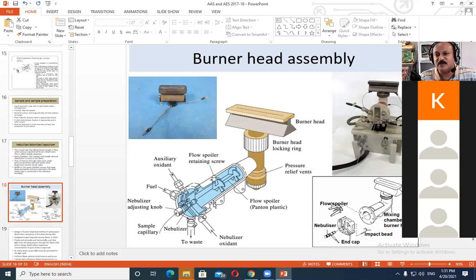Any question about this, what I'm showing here on the slide, the schematic diagrams of the images? Yes. Okay.